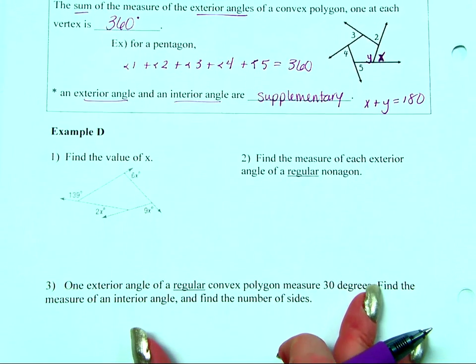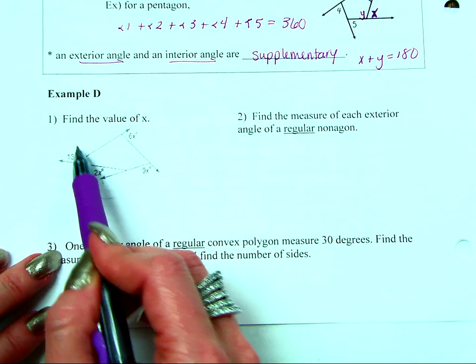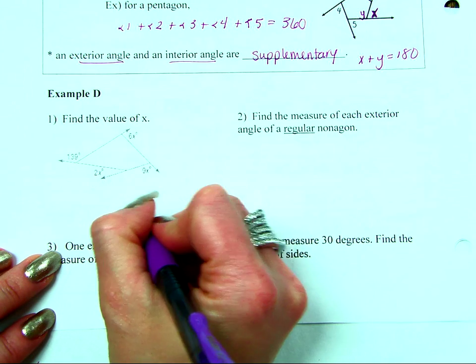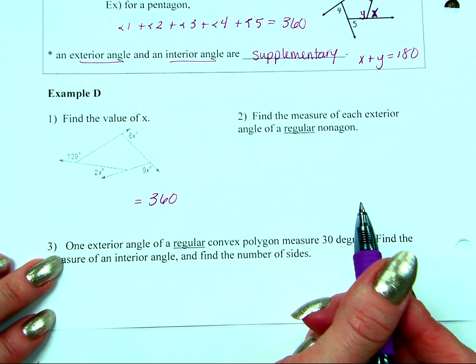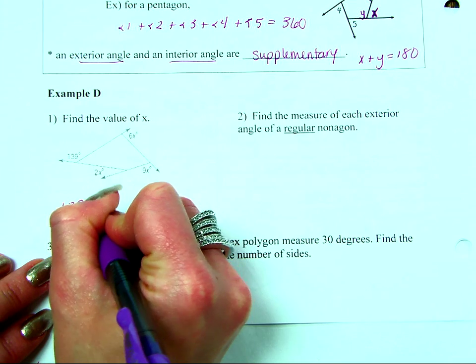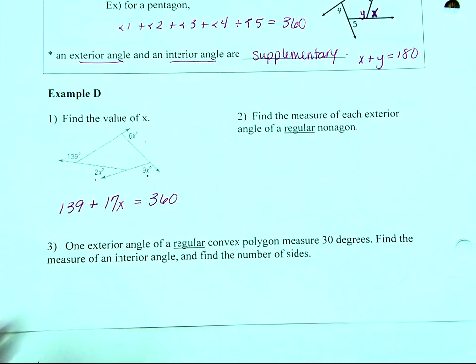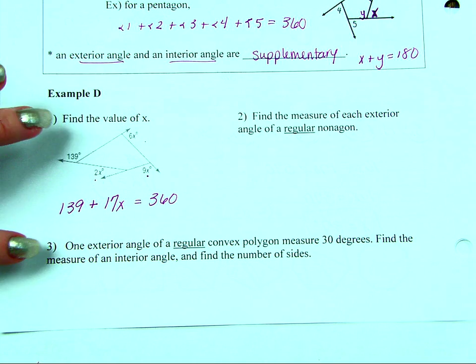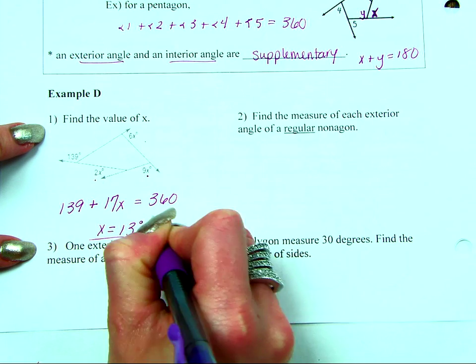Our last couple questions. Example D, wondering about finding my value for X. This is showing me my exterior angles, so what do I know? Well, I know it's got to equal 360. If I were to add them up, 139 plus 2x plus 9x plus 6x, I'm going to combine my like terms. 2 and 9 is 11, plus 6 is 17. And so I would find that 139 equals 17x. We would divide, and we end up finding that x should come out as 13 degrees.